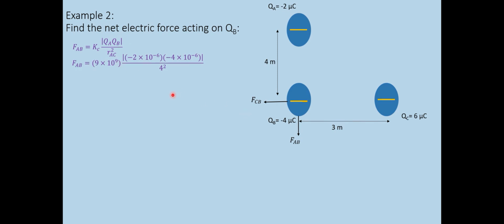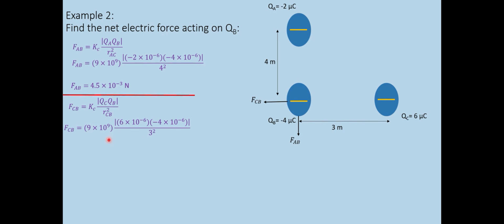KCQAQB over RAC squared. We replace the values and we find FAB. Then we do the same thing for FCB and we find the answer. Now to find Fnet, if you look at FCB and FAB, they are perpendicular to each other, forming a right angle. So to find their resultant or their net, you use the Pythagorean.